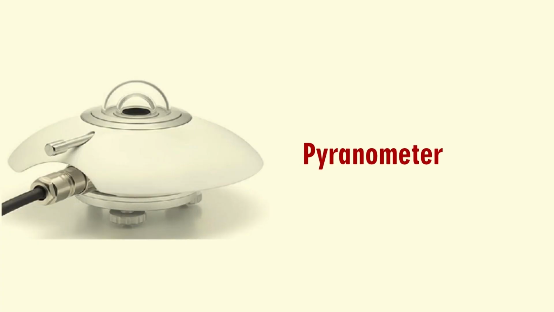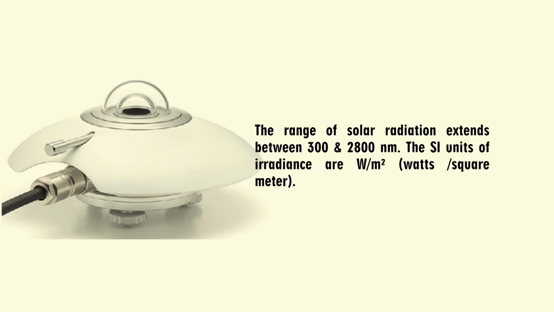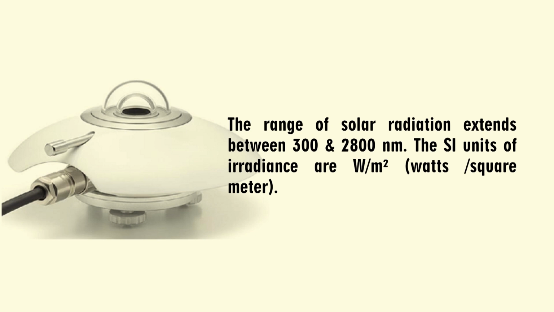Now we will understand briefly the different instruments, that is the pyranometer and the pyroheliometer, which are used for the measurement of solar radiation. Here you can see the pyranometer is one type of actinometer used to measure irradiance of solar energy within the preferred location as well as flux density of solar radiation. The range of solar radiation extends between 300 and 2800 nanometer.